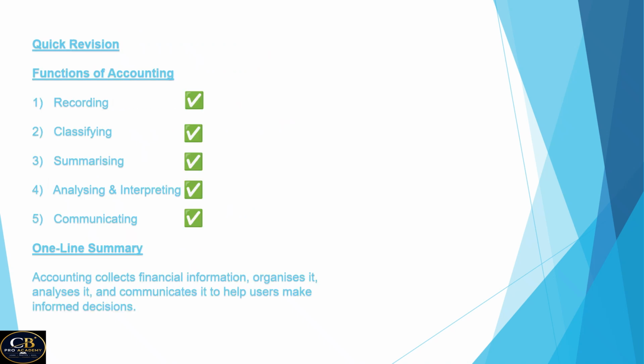quick revision. What we have discussed today: functions of accounting. There are five functions of accounting. Number one, recording. Number two, classifying. Number three, summarizing. Number four, analyzing and interpreting. Number five, communicating. One line summary: accounting collects financial information, organizes it, analyzes it, and communicates it to help users make informed decisions. Okay.